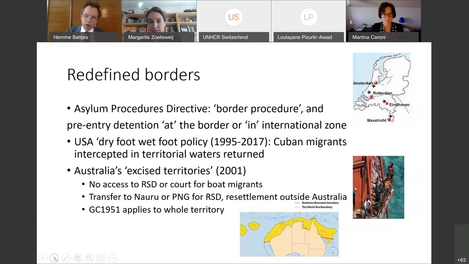Furthermore, the borders have been refined by various states. So, for example, the United States has for quite some time adopted the so-called dry foot, wet foot policy concerning Cuban migrants. So this policy meant that Cuban migrants who were intercepted in territorial waters could be returned to Cuba. That makes no sense from the standpoint of international law, because territorial waters are just as much within your jurisdiction as your territory. But this was accepted by American courts, and it led to some very strange situations. So, for example, Cuban migrants who clung to lighthouses a few hundred meters off the coastline, and then the question came up, well, are they onshore, dry foot, then they would be admitted to the asylum procedure, or are they offshore, wet foot, and then they could be returned to Cuba.